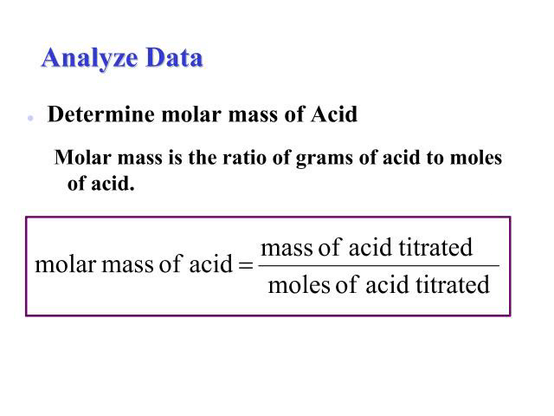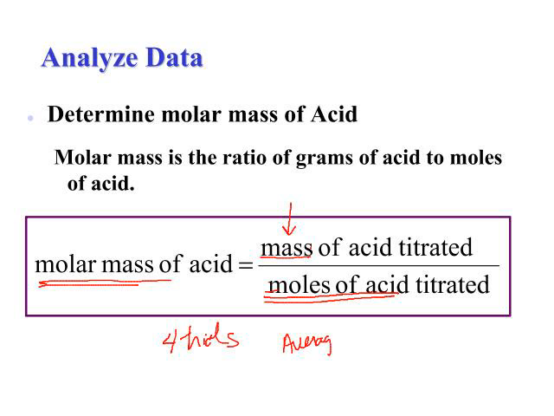To finish up your calculation, once you have the moles of acid that you titrated, you will divide that into the mass of acid that you weighed out originally, and grams divided by moles is molar mass. So you will do 4 trials and get an average molar mass.